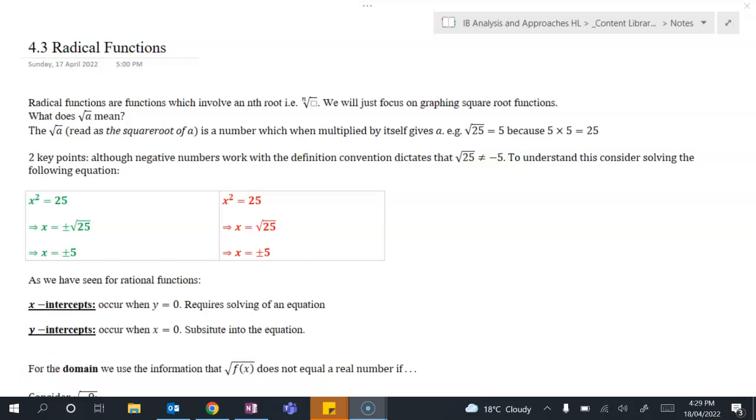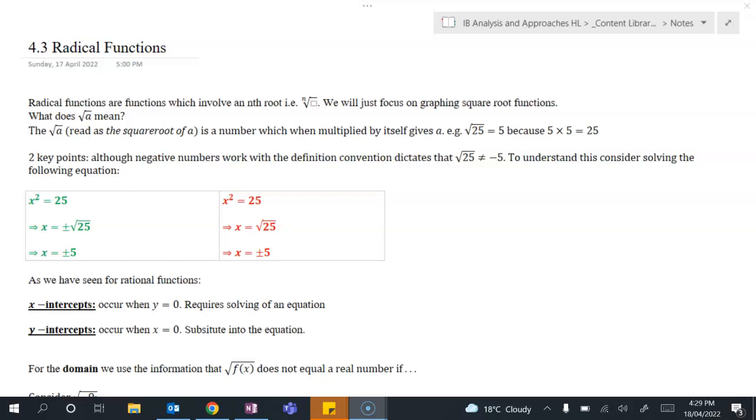Hi everybody, today we're looking at radical functions. Now radical functions in general are actually functions which involve an nth root. So that could be a square root, a cube root, a fourth root, and so on. Now we're just going to focus on square roots.